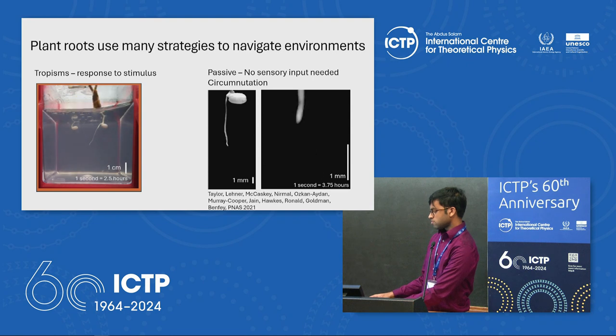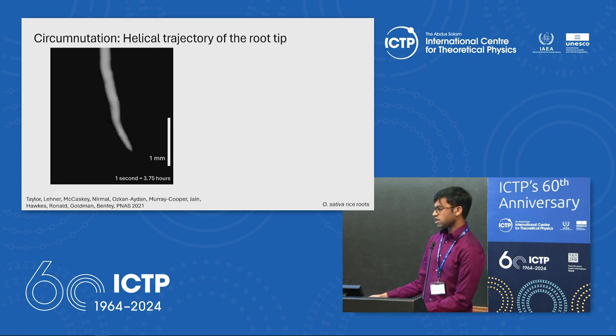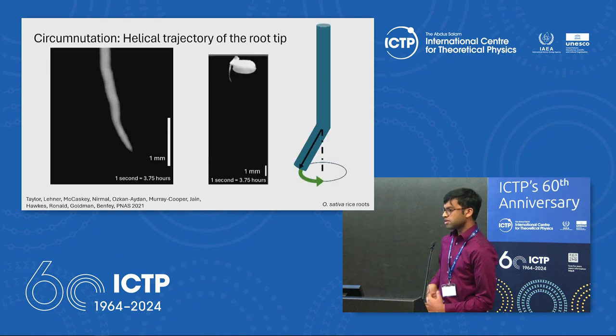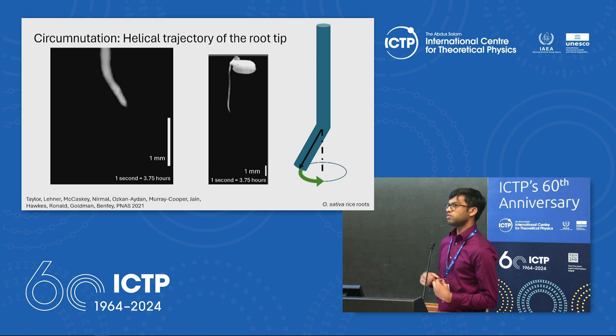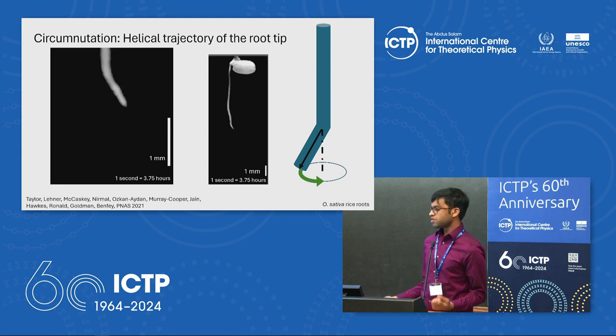So just to give another look at this, it's, again, this helical motion. And if we zoom out, you can see that this is a transient behavior. Once you move past this region of growth, you don't see a helix over the whole root. Instead, it ends up leveling itself out as it grows. We study Oryza sativa rice roots.